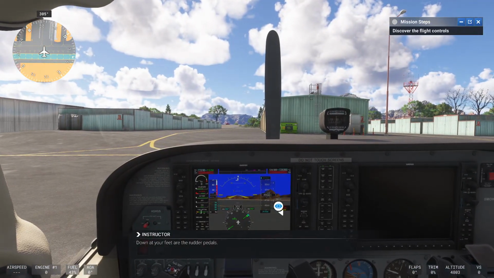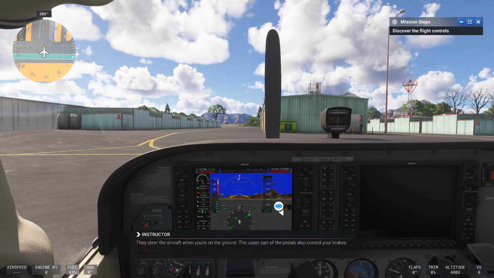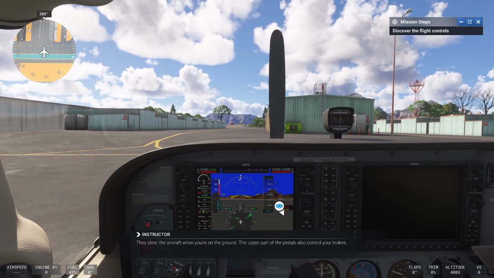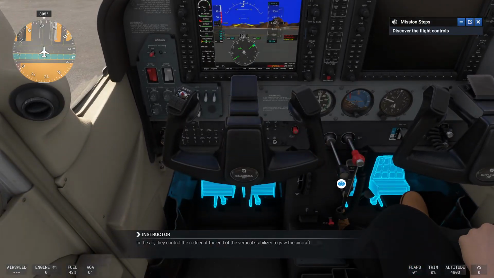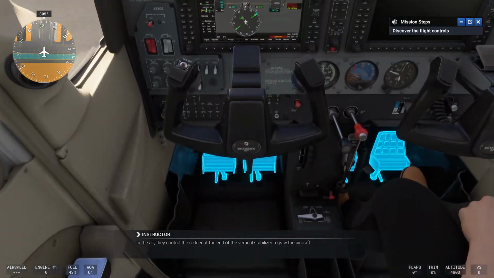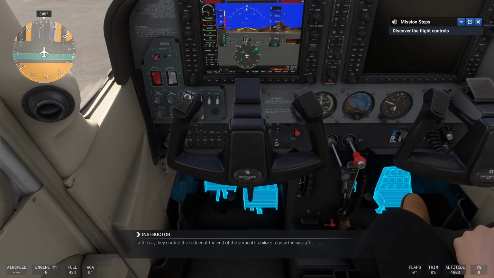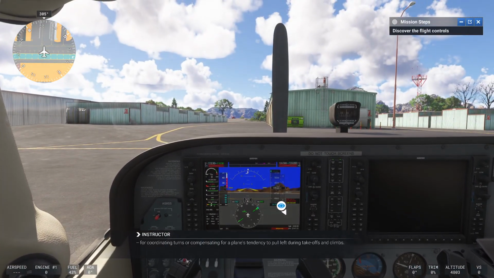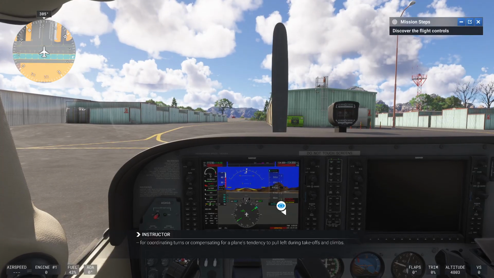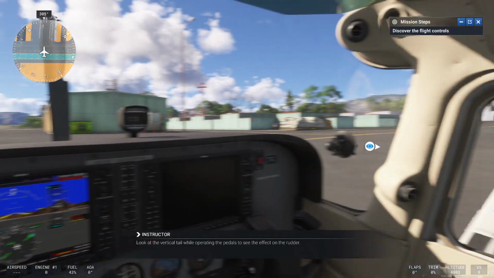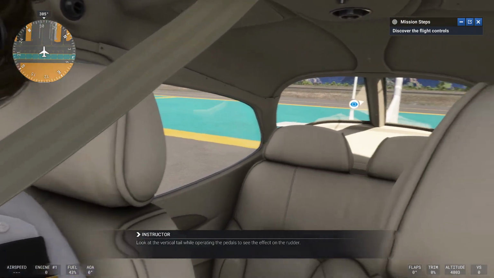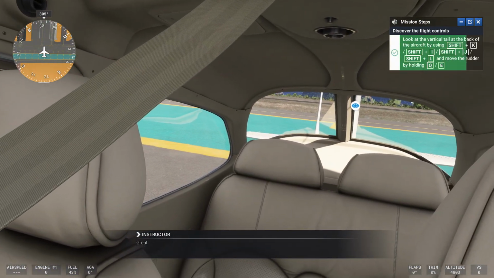Down at your feet are the rudder pedals. They steer the aircraft when you're on the ground. The upper part of the pedals also control your brakes. In the air, they control the rudder at the end of the vertical stabilizer to yaw the aircraft. This is mostly for small corrections, for coordinating turns or compensating for a plane's tendency to pull left during takeoffs and climbs. Look at the vertical tail while operating the pedals to see the effect on the rudder. Great.